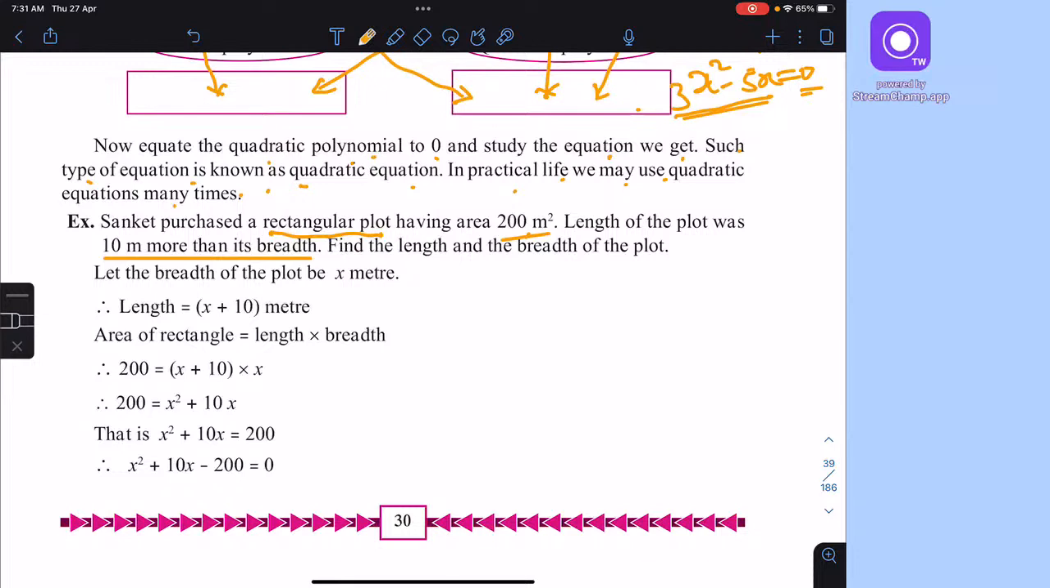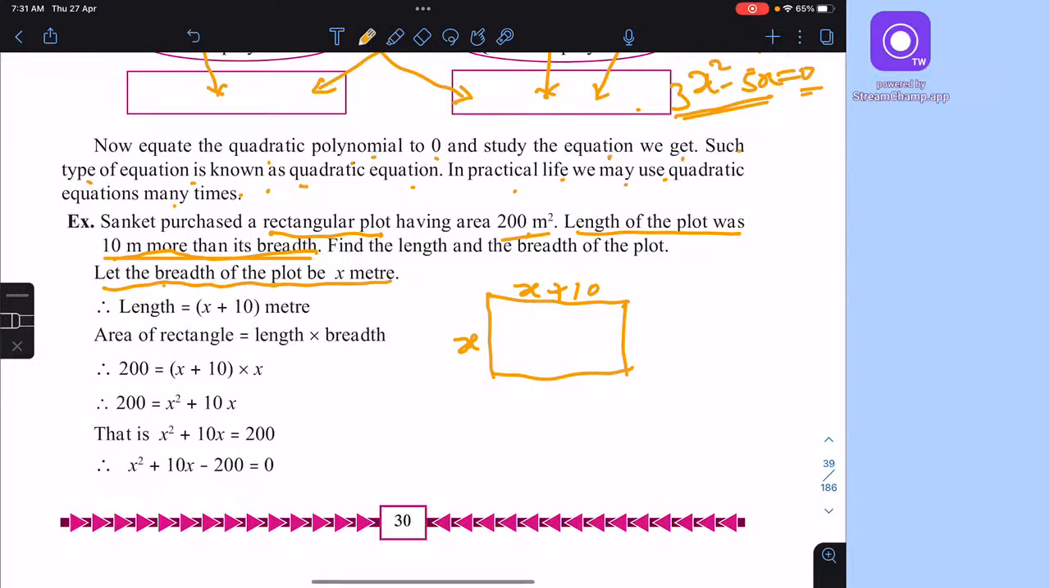So, this plot is rectangular. This is the breadth and this is the length. Here, let the breadth of the rectangle be x meter. So let this be x meter. And they have given that the length of the plot was 10 meters more than its breadth. So the length will be x plus 10.